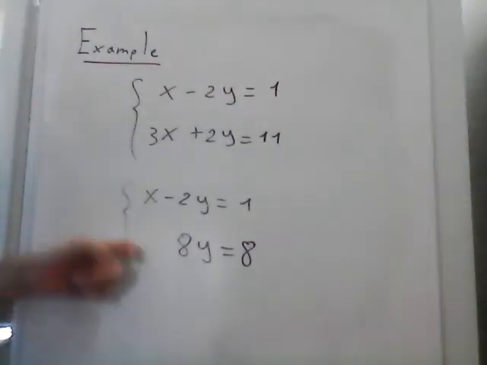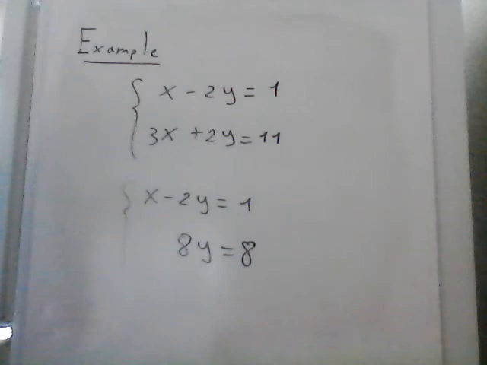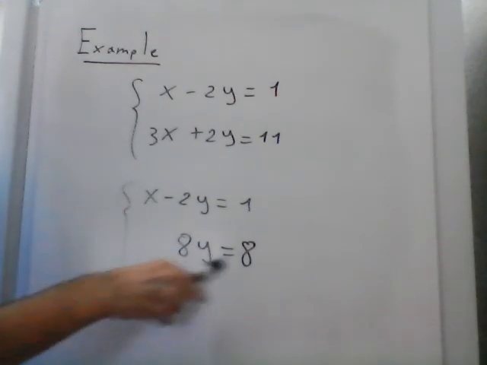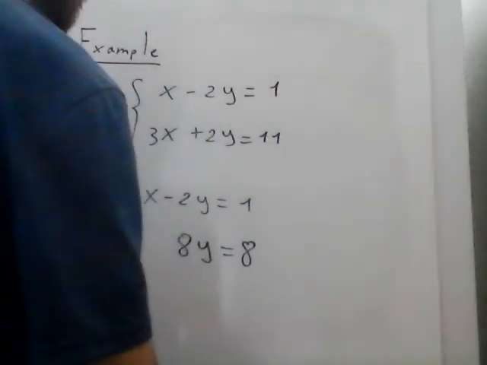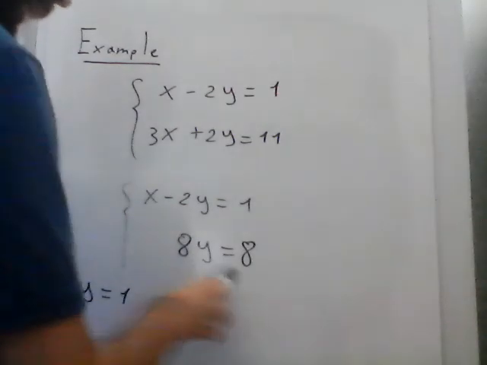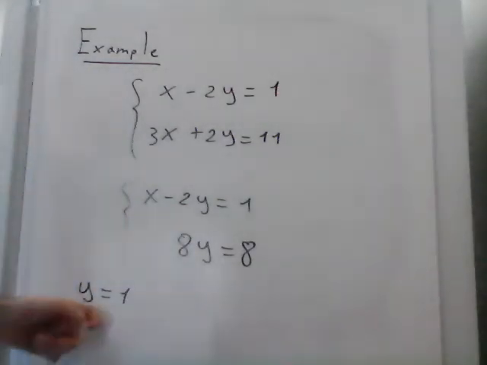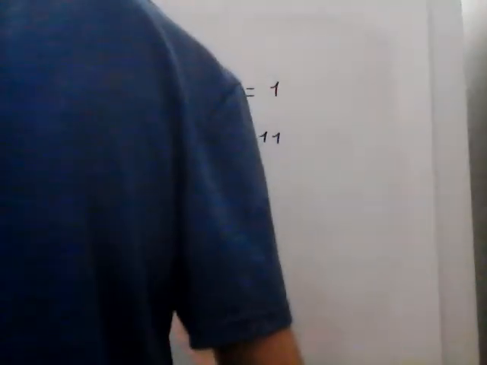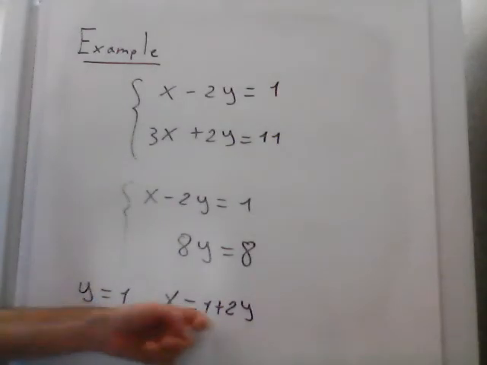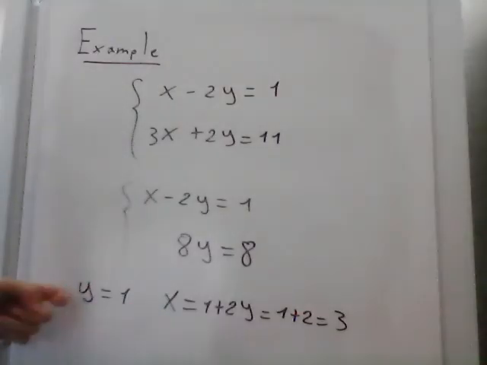Okay, now we have gotten rid of the x term in the second equation. So we only have 8y equal 8 in the second equation. So y is clearly 1, because we just divide by 8 both sides. And if y is equal 1, we can solve the first equation for x, and we get x is equal to 1 plus 2y, but y is equal to 1, so x is equal to 1 plus 2, which is 3. Okay, so the solution is x equal 3 and y equal 1.